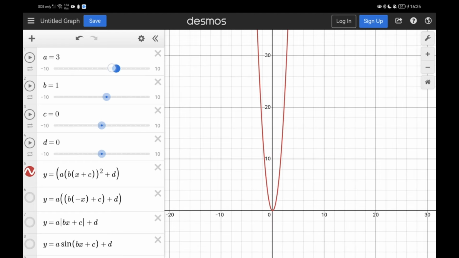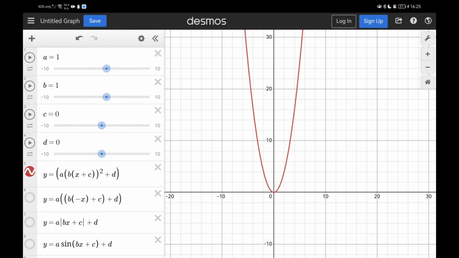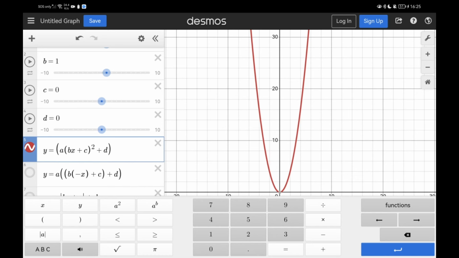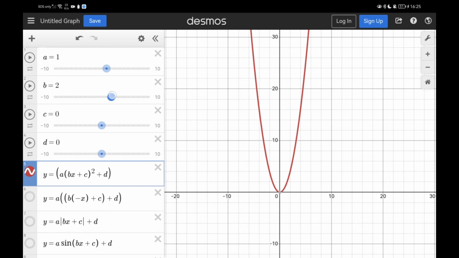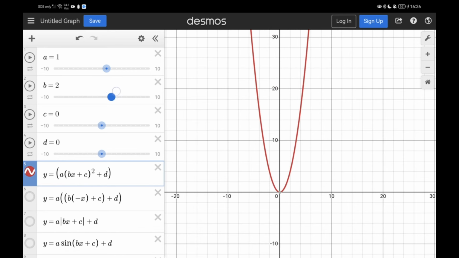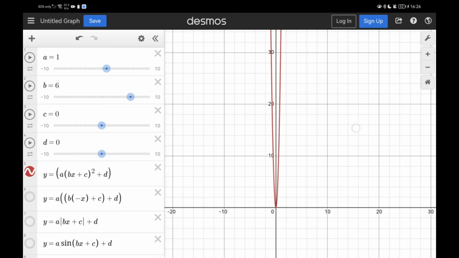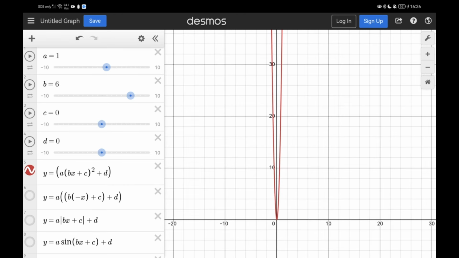Okay, let's return back to 1. Now we stretch the quadratic graph parallel to the x-axis. What will happen? If I vary my b into more positive, it is a stretch parallel to the x-axis with the scale factor of 1/6.